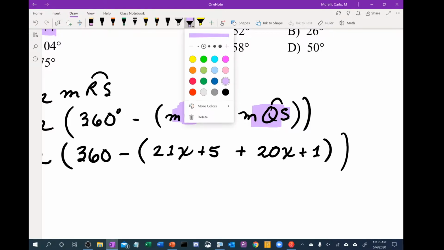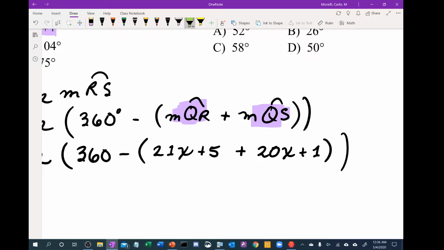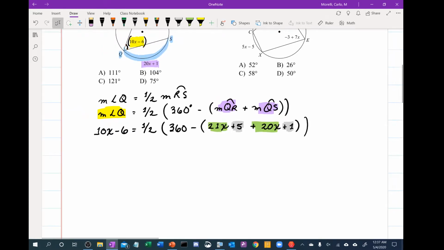Well, instead of getting lost in the maze of algebraic expressions, let's just focus in here. We actually have common terms, and so we can combine like terms in here. We have 21x, and that combines with 20x. And then we have 5, and that combines with 1. Okay, so we're just going to combine like terms. In this step, we're only combining the like terms inside that nested parenthetical expression. So we're just going to rewrite 10x minus 6 equals 1/2, open parentheses, 360 minus open parentheses. So we didn't change anything so far.